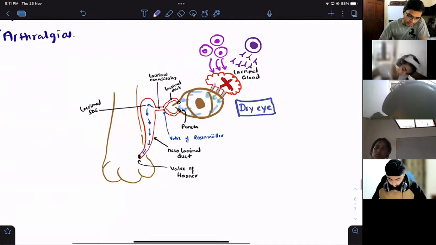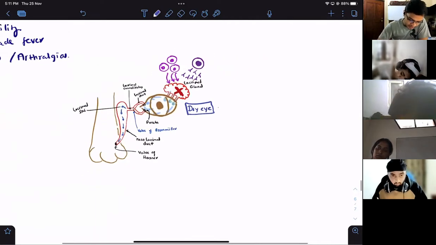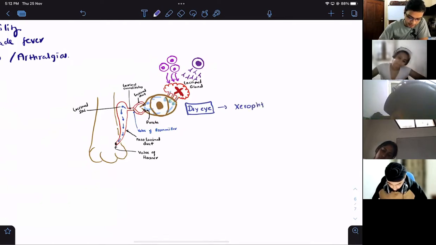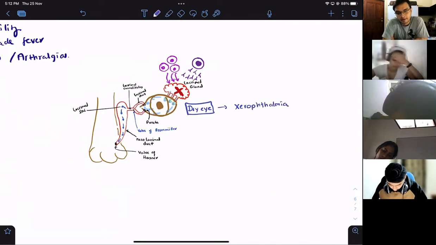This dry eye, guys, has a special name. One is xerophthalmia. Xerophthalmia, right? This is one name.